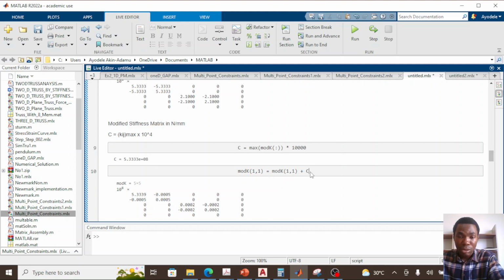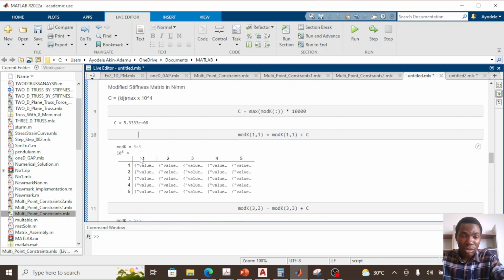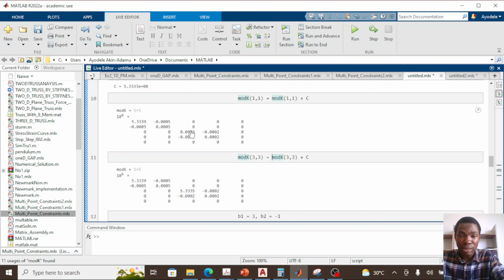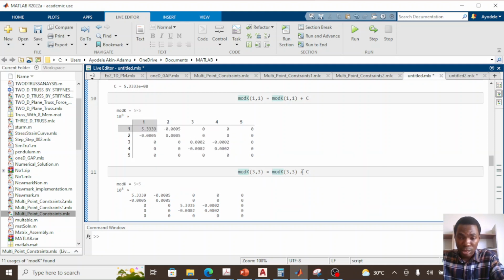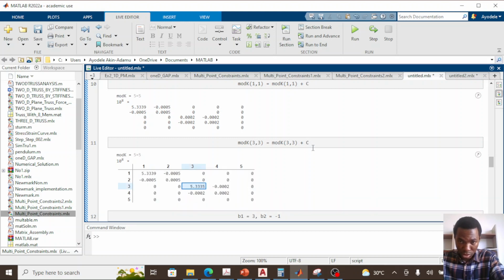So you can see the MATLAB code that adds C to position 1,1. When I run this code, C is added to this position. You can see the other values now are very, very insignificant. Same thing is done for 3,3. C is also added in the 3,3 position of the matrix using this code. You can see the value here.